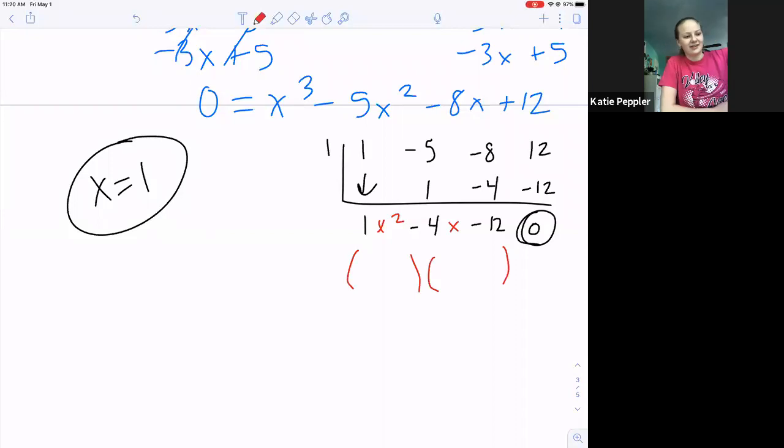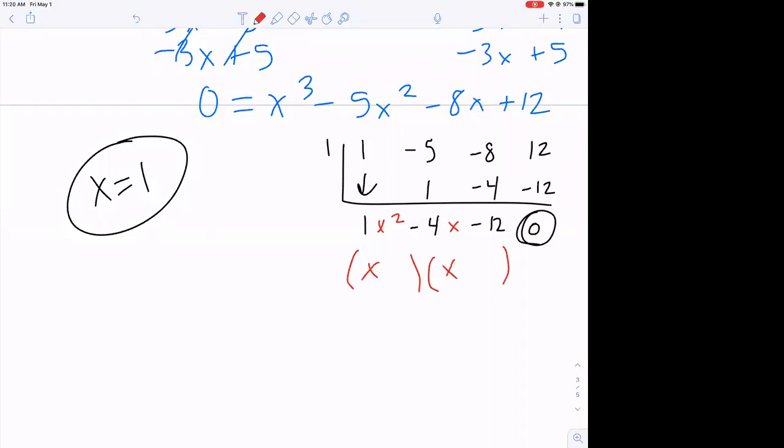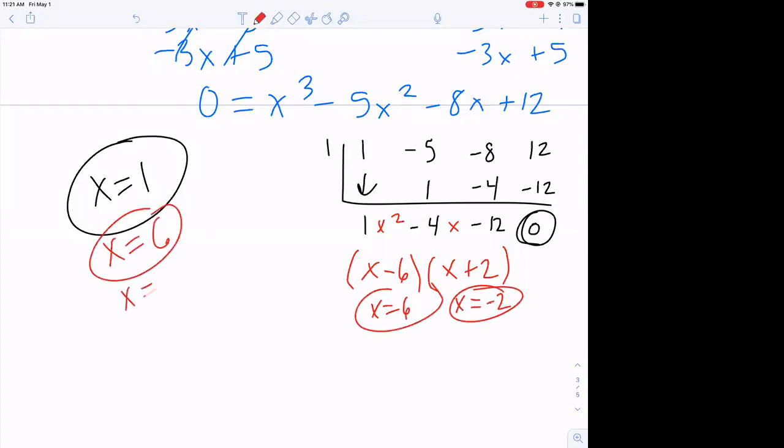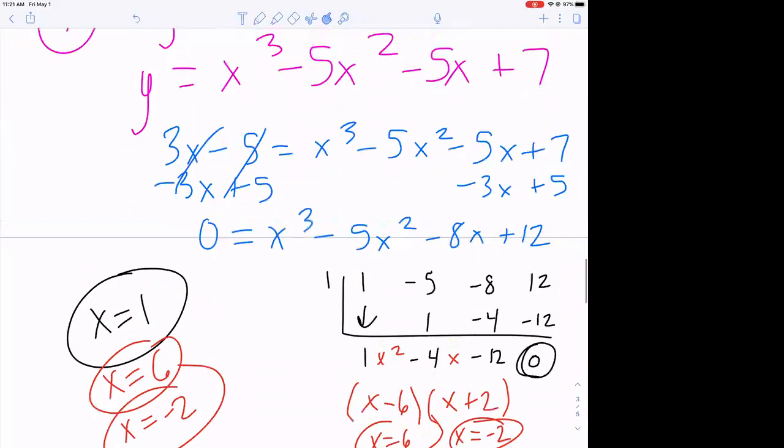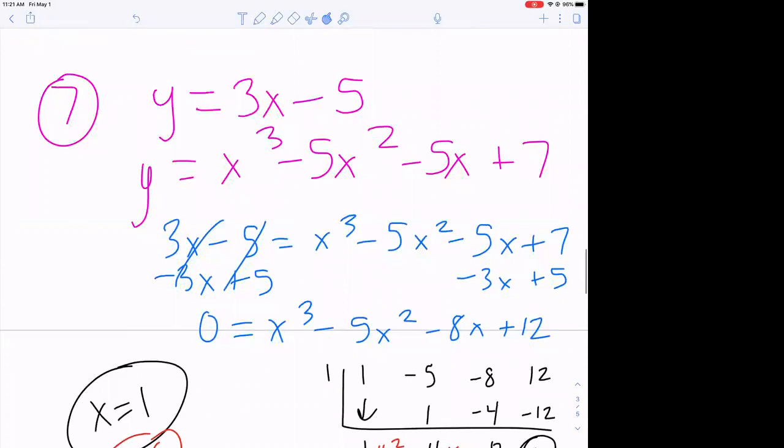What do you guys get for this though? Times what gives you -12 that adds to the negative? -6 and 2. Nice. So we get 6 and -2. And so those are all our x answers. And then we just plug those back in and get our y answers, which should be pretty easy, because we can actually plug them into either equation. The top one is super, super easy, right?